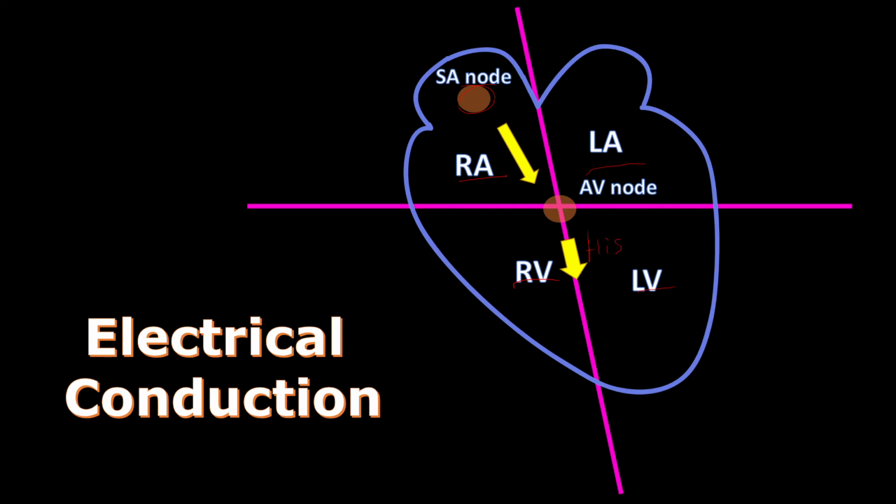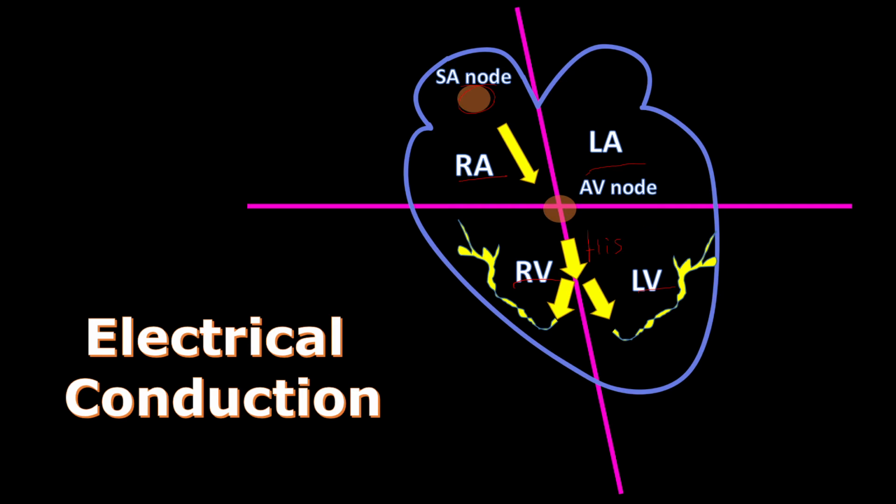This bundle is then divided into right and left bundle branches, which conduct the impulses to the rest of the chambers. The signals are then passed on to the Purkinje fibers, turning upward and spreading through the ventricular myocardium.